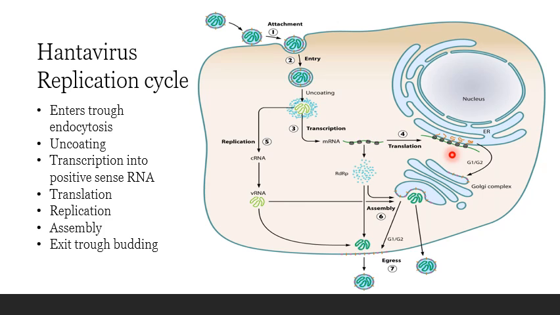Okay, the Orthohantavirus replication cycle. When we look at the replication cycle, what happens is the virus enters the cell through endocytosis, and then in the cytoplasm it uncoats itself. Then it starts transcription within the cytoplasm because it's a negative sense RNA, so it needs to copy itself first before it can start doing anything else. So that happens here in the cytoplasm.